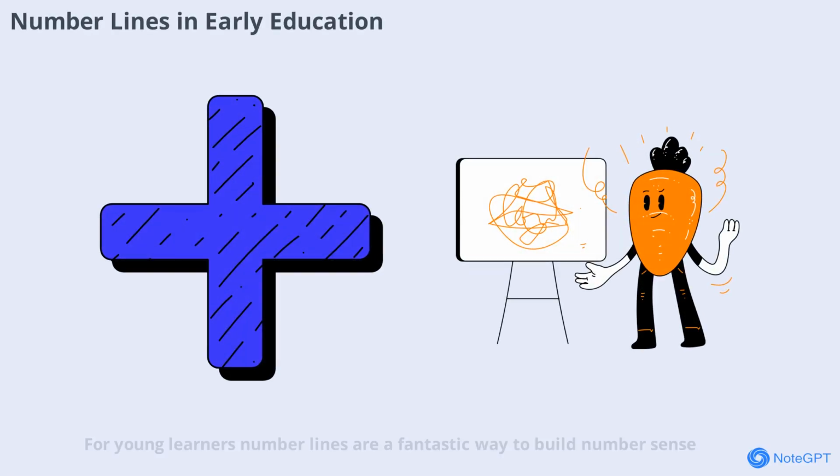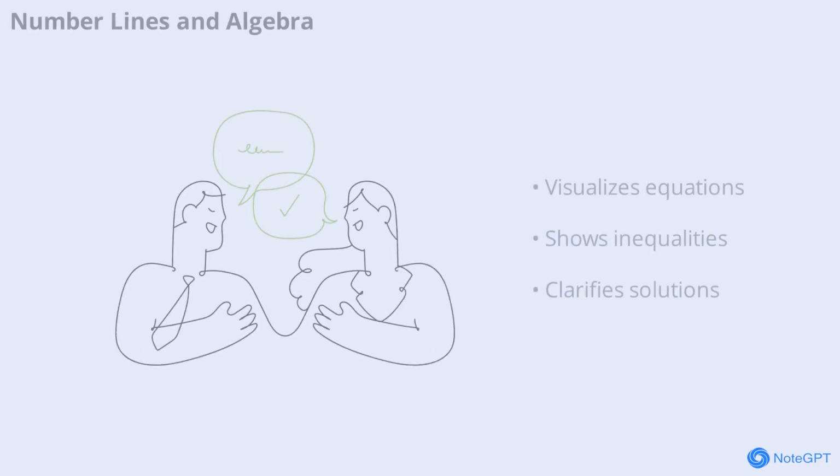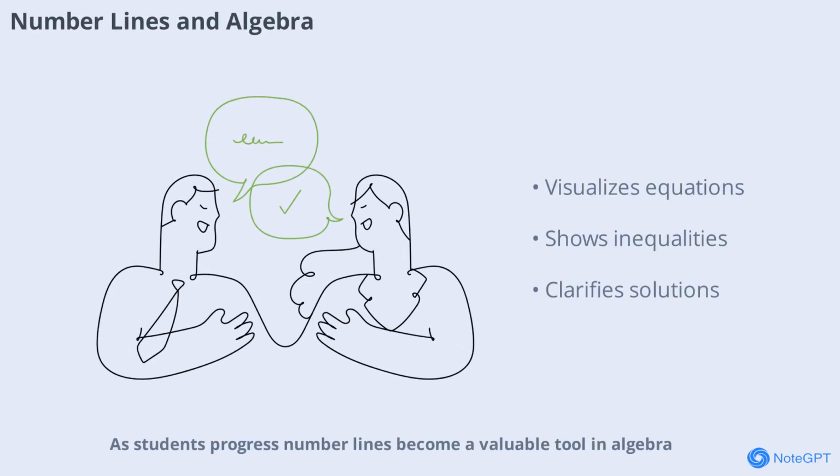For young learners, number lines are a fantastic way to build number sense. By seeing numbers laid out in order, children can grasp counting, addition, and subtraction more easily. Teachers often use number lines in classrooms to help students visualize math problems and develop a deeper understanding of how numbers work together.